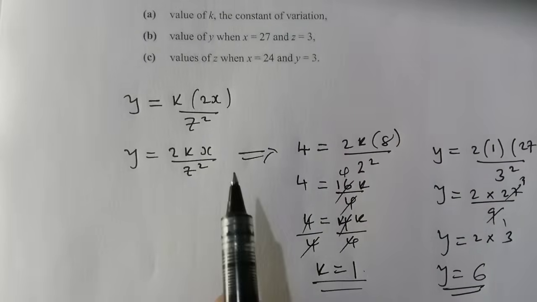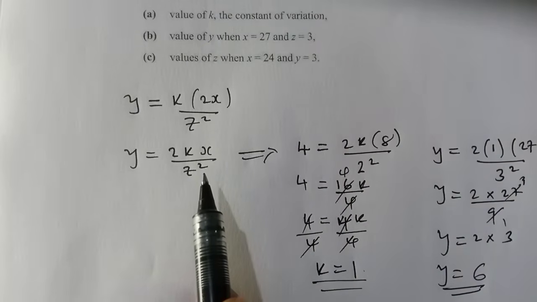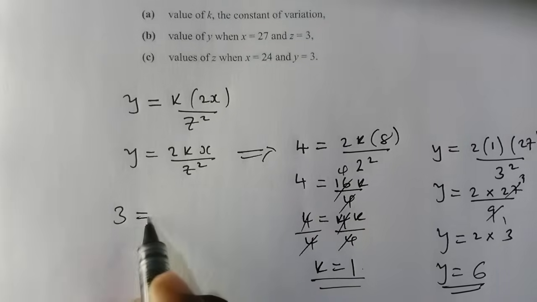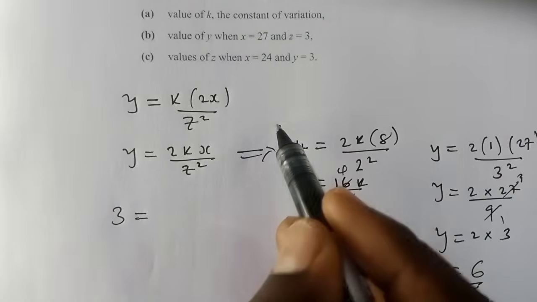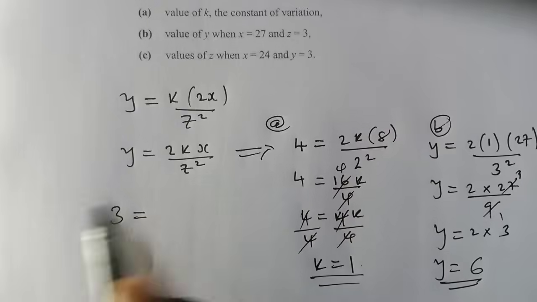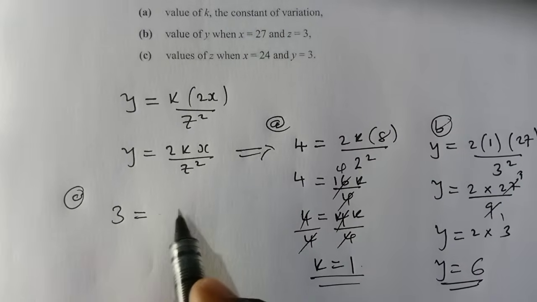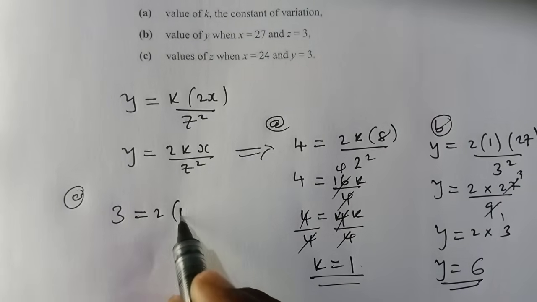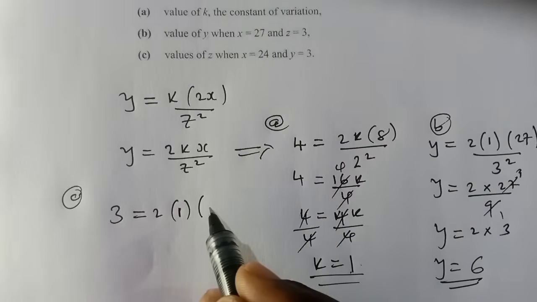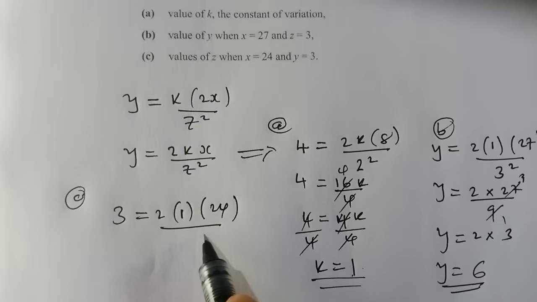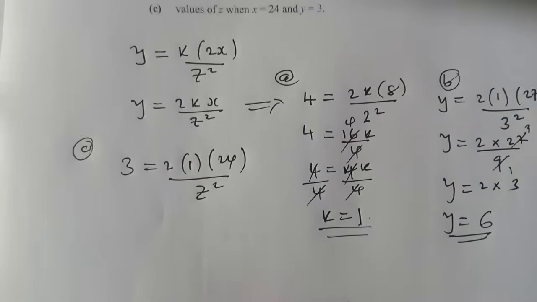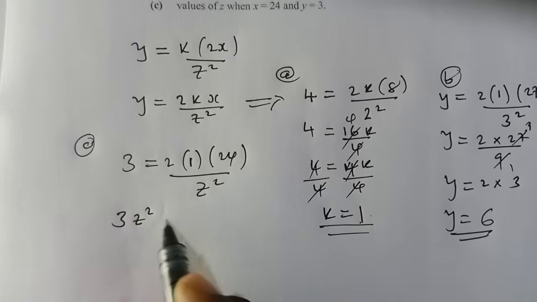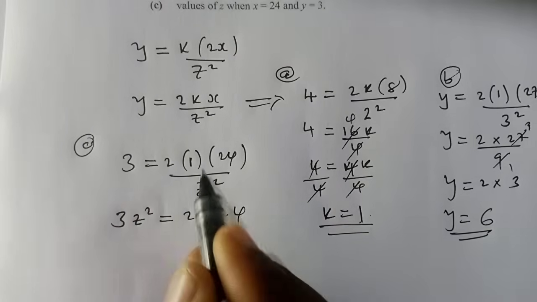The next one, they want us to find the value of z when x is equal to 24 and y is equal to 3. So y is equal to 3, we'll put a 3 here, because this is for a, b, and c right here. So y is equal to 3, and for k, we have a 2 there. For k, we found 1, and x, they've said is 24, over z squared, and this is what we are solving for. So we can cross multiply. We have 3z squared is equal to 2 times 24, because 1 is just the same.